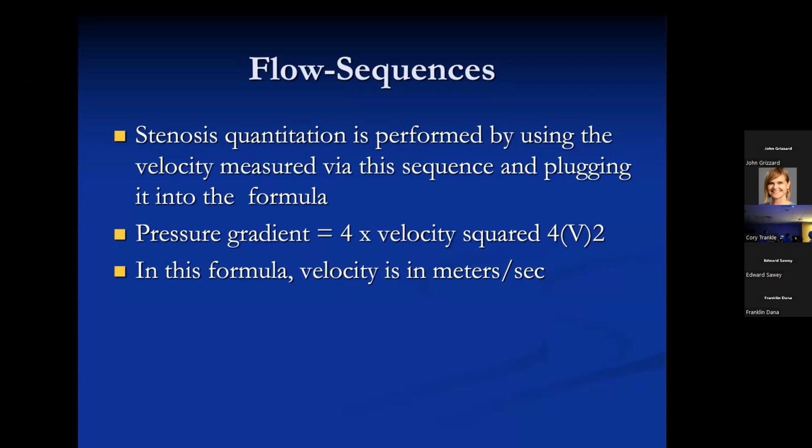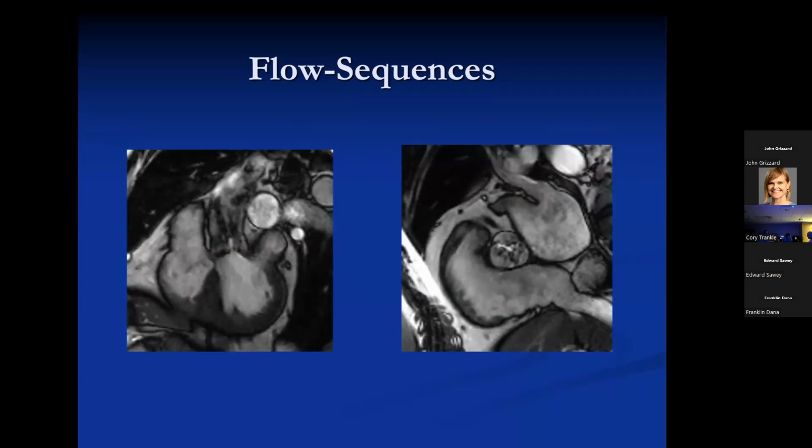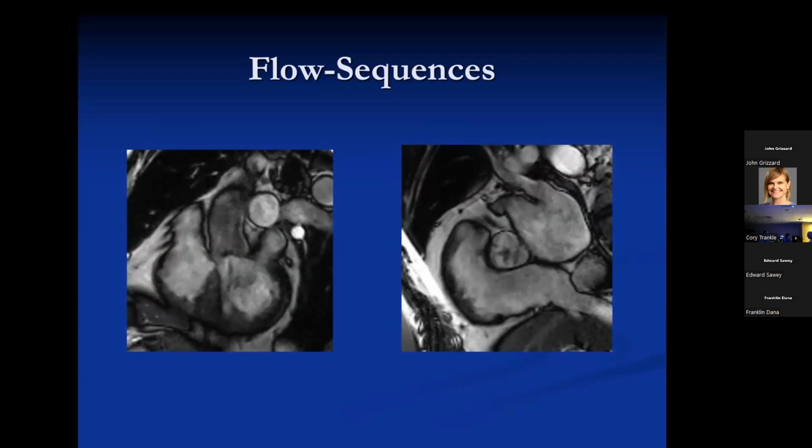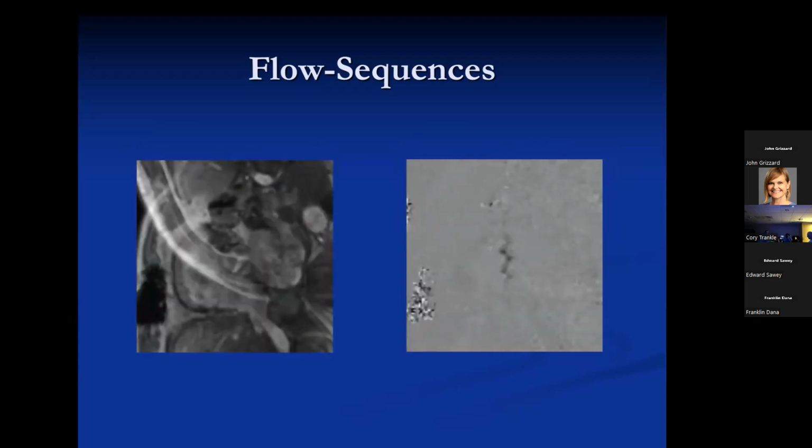So your gradient's going to be 36 millimeters of mercury, right? Here's a case where you have a very stenotic aortic valve with some leakage as well. Here's another one you can kind of see. Even though we have wrap, you can still work around that pretty much.